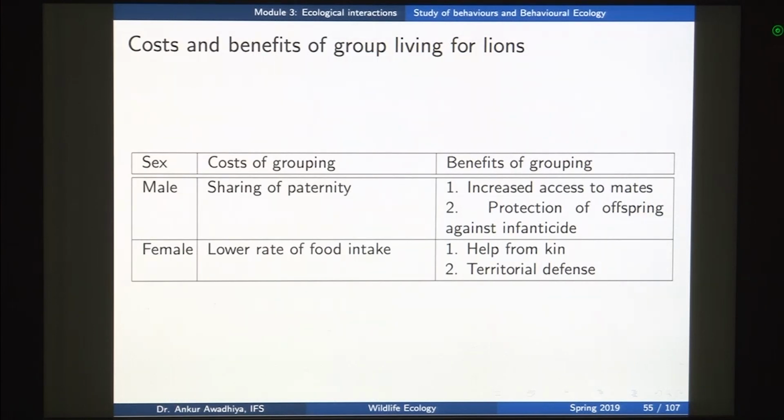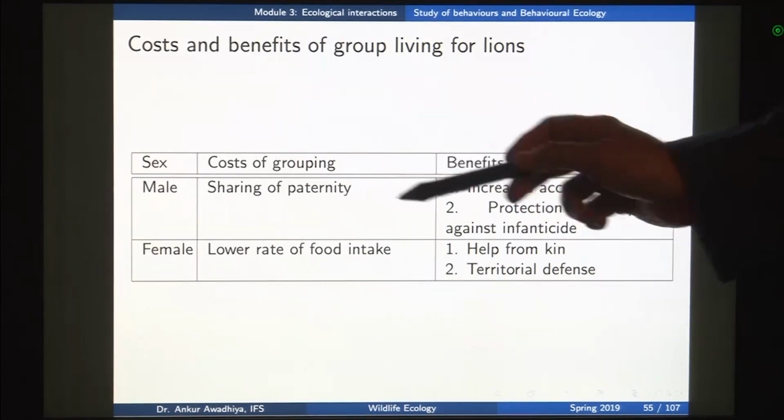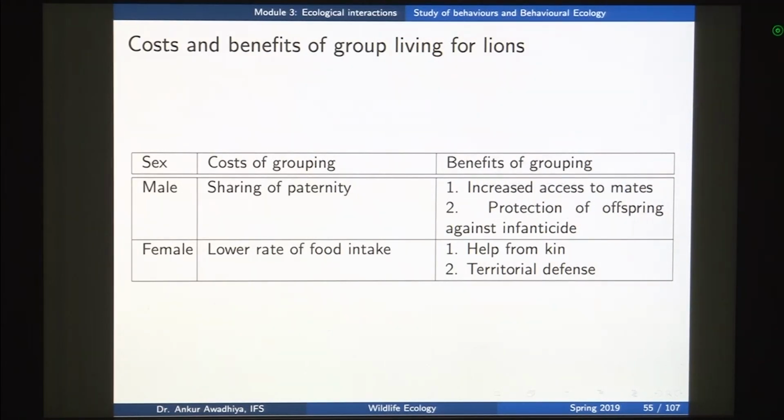So, if the lions are able to produce cubs, but if those cubs get eaten up or are killed by incoming lions, that does not make much sense evolutionarily. Which is why we have this behavior that the lions, even though they have this cost of sharing the paternity, even then they will try to remain in group. They will also allow other lions to come and cooperate with themselves, so that they have an increased access to mates, and by providing a united front, it is much more plausible that the pride in which these cooperating lions are there will not be toppled, and so their offsprings will have protection against infanticide.